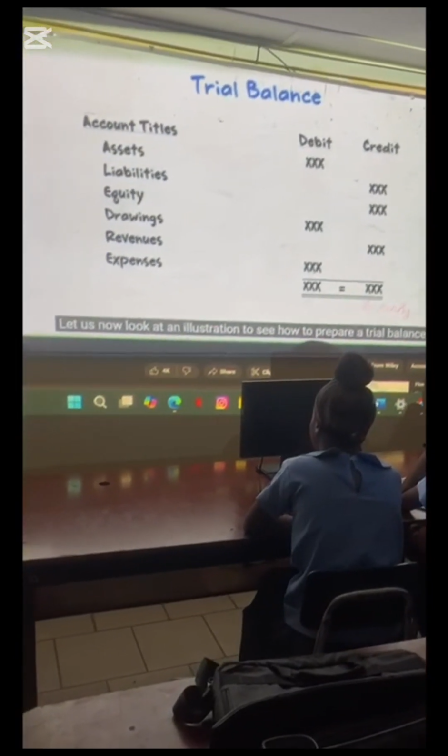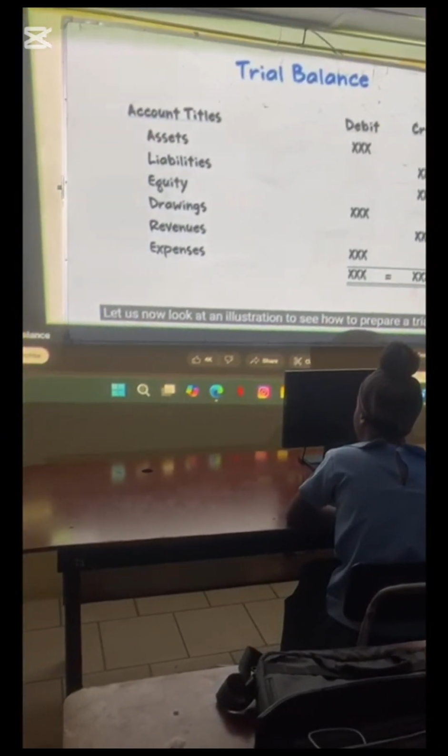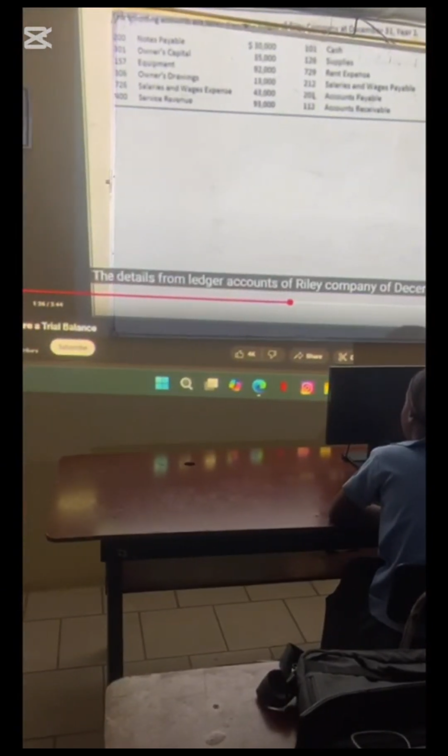Let us now look at an illustration to see how to prepare a trial balance. The details from ledger accounts of Riley Company on December 31st.